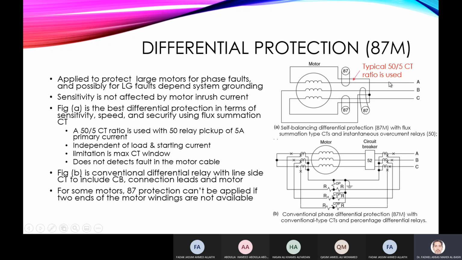if the breaker is here, it does not include the breaker and the wiring connections. While here it includes, let's say, the cable that connects between the breaker and the motor. If a fault is here, it's included. A fault in the breaker is included, while here it's not included. So the zone of protection is smaller as compared to here.